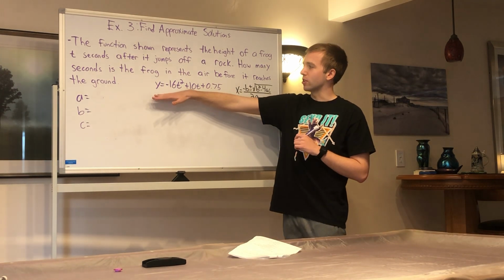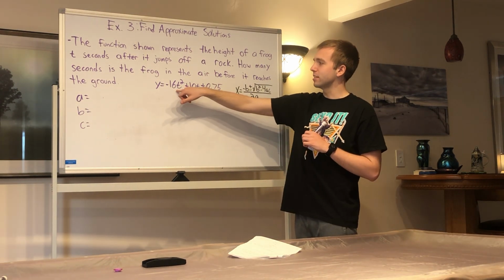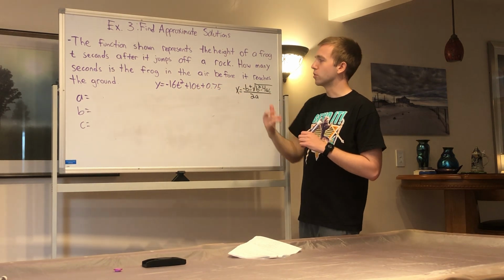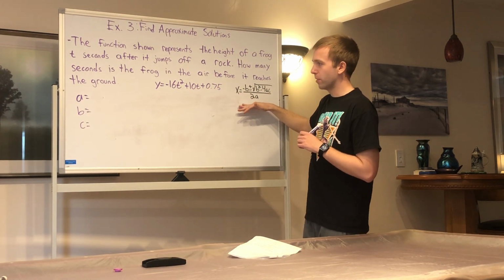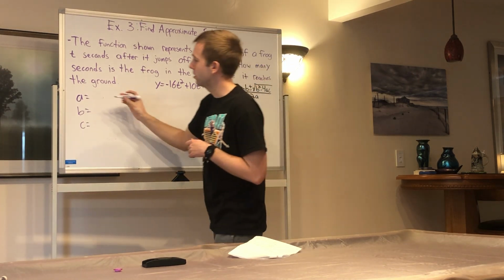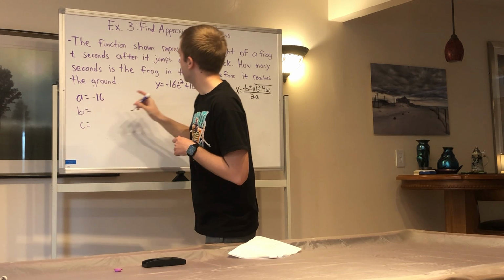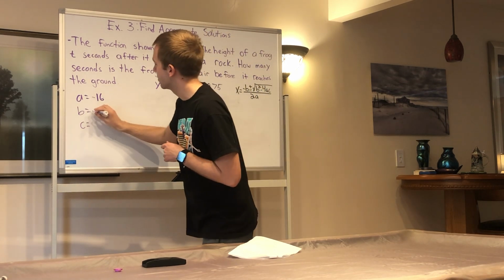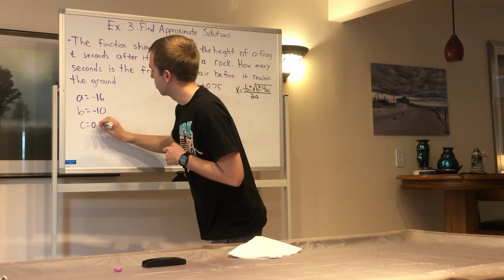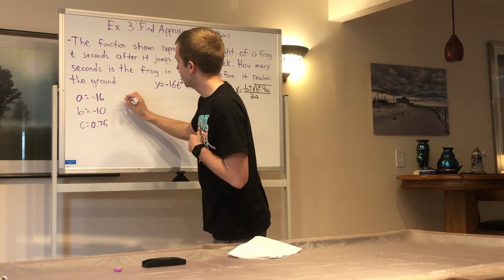Here we're going to use this function, y equals negative 16t squared plus 10t plus 0.75. So first, to use our quadratic formula, we need to identify our a, b, and c. A being that coefficient of the first term, negative 16. B, coefficient of the second term, 10. C, coefficient of our third term, 0.75. And now we can plug in.